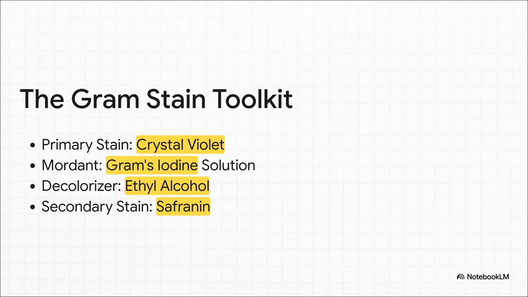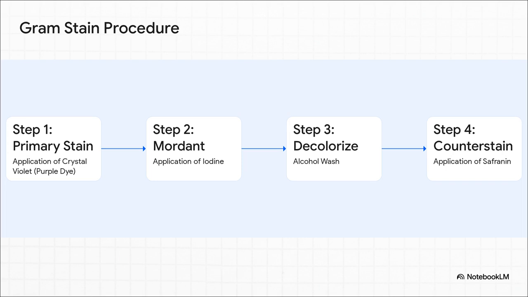Okay, so to do this, you need what's basically a four-part toolkit, and you have to use it in a really specific order. First, you've got your main color, the primary stain. Then, you've got this stuff called a mordant. Think of it like a primer or a glue that makes the color stick. After that, a decolorizer, which is basically an alcohol wash. And last, a counterstain to add a different color to anything that got washed out. So, the whole procedure is a pretty straightforward four-step recipe. You stain it, you set it, you wash it, and you stain it again with a different color.